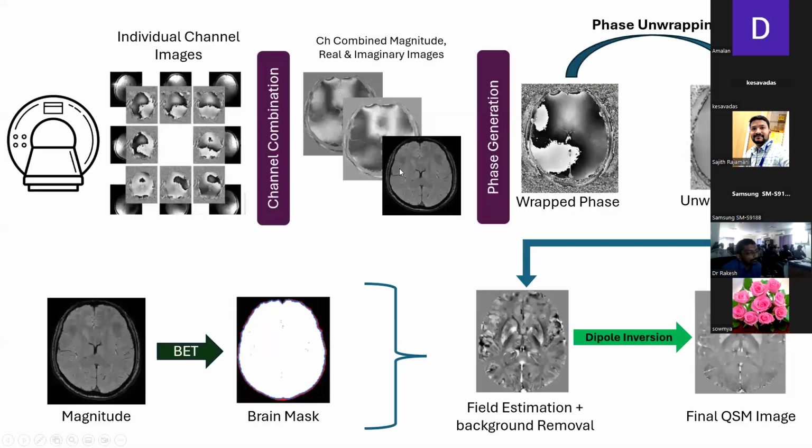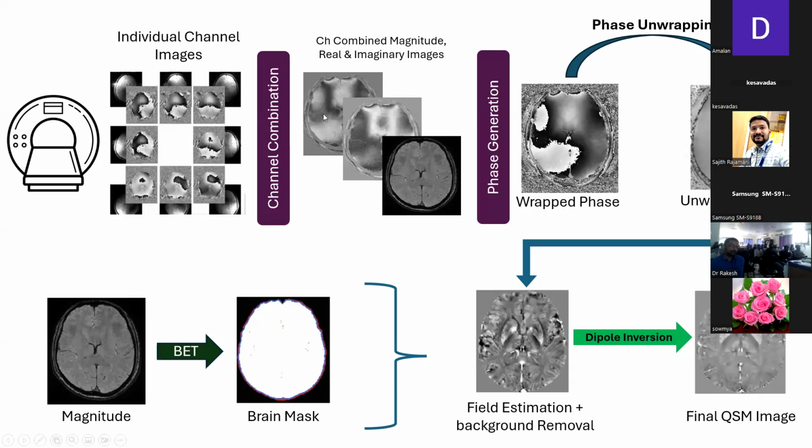So here's the whole processing pipeline of the QSM. The scanner usually generates individual channel images because the coil we generally use is a multi-channel coil. The first step is to do a channel combination, and also parallel imaging processing if acceleration is used. The next step: the scanner will generate three sets of images per echo and per slice position.